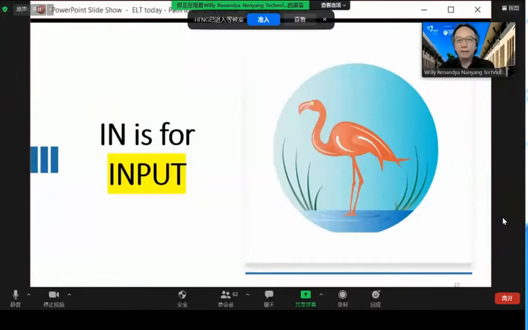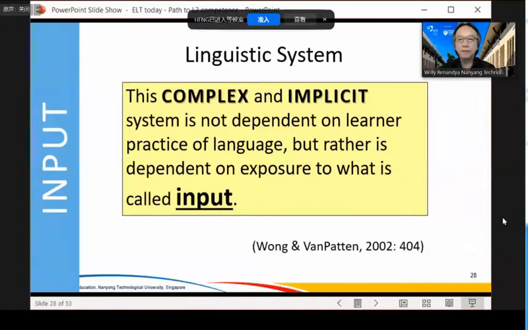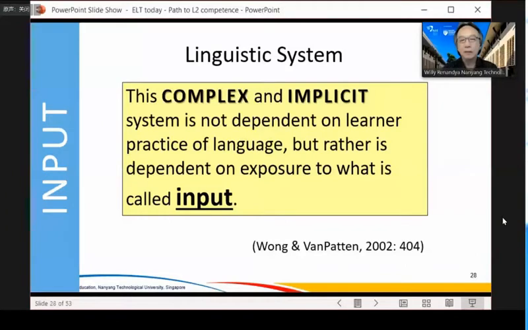Next one, input. I is for input. Again, let me begin with this quote from a couple of second language acquisition specialists. I think they're trying to describe this knowledge that we have in our head, the linguistic knowledge, the linguistic system that enables us to produce language, either in writing, in speaking, and in many other areas of language learning. Let me read this to you very carefully. This linguistic system is complex and implicit. It is not dependent on learner practice of language, but rather is dependent on exposure to what is called input.